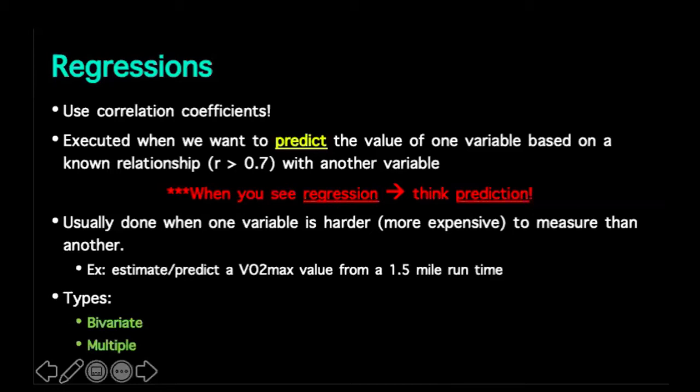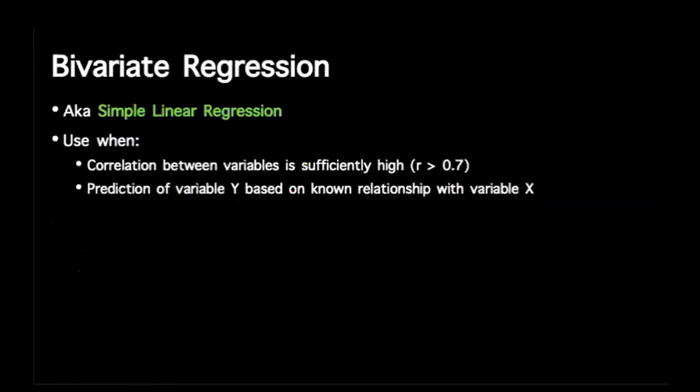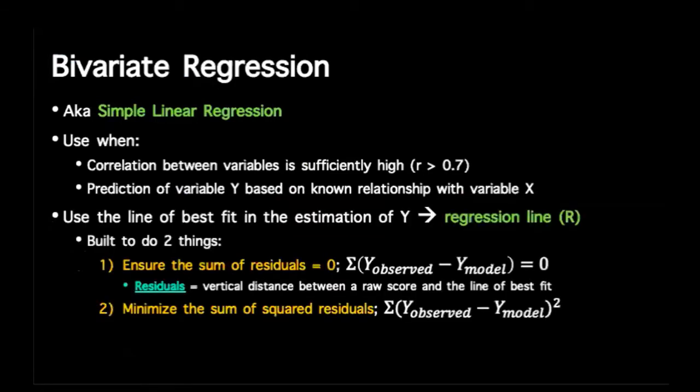So similar to correlations, we have bivariate and we have multiple. Okay, we'll talk about bivariate regressions first. Bivariate regressions are also referred to as simple linear regressions. Okay, so again, we build regressions when we have relatively strong relationships, right? And we're going to be predicting variable y, or a dependent variable, based on a known relationship with an independent variable. Okay, so we're still using a line of best fit. This line is referred to as the regression line.